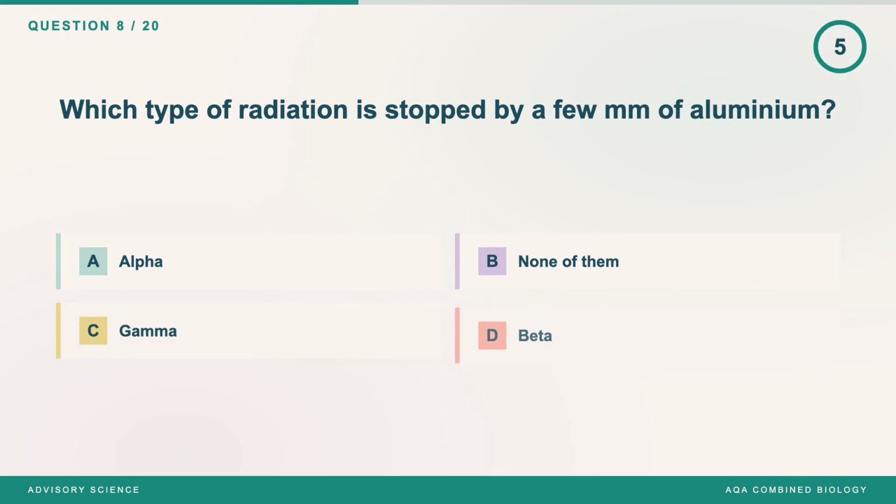Question 8. Which type of radiation is stopped by a few mm of aluminium? Option A, alpha. Option B, none of them. Option C, gamma. Option D, beta. What is your answer?